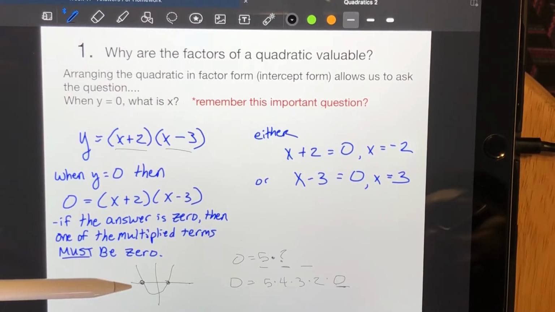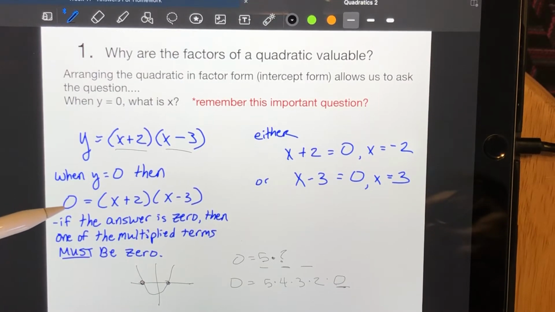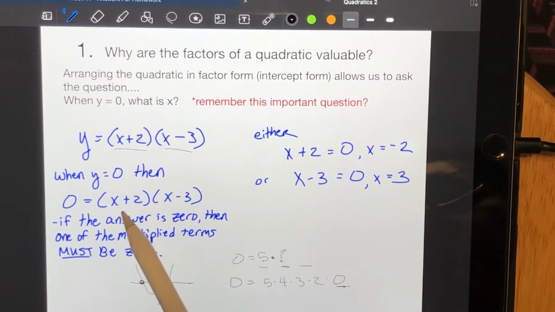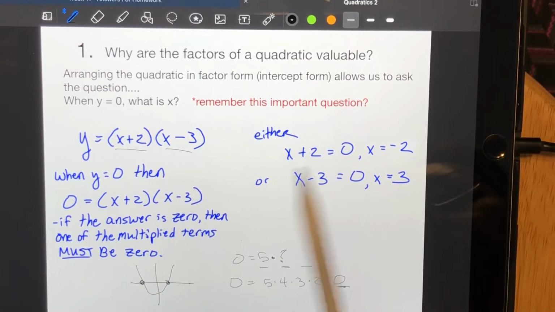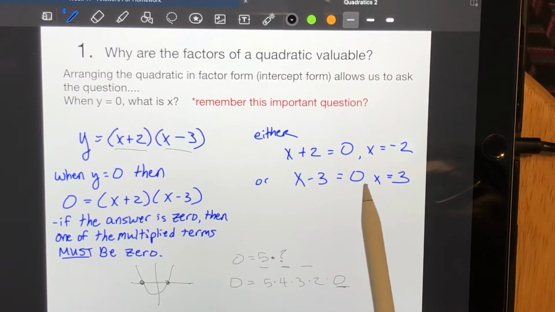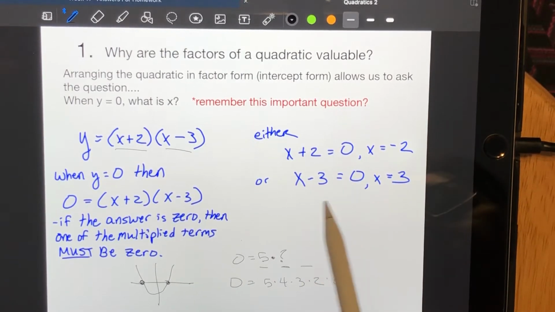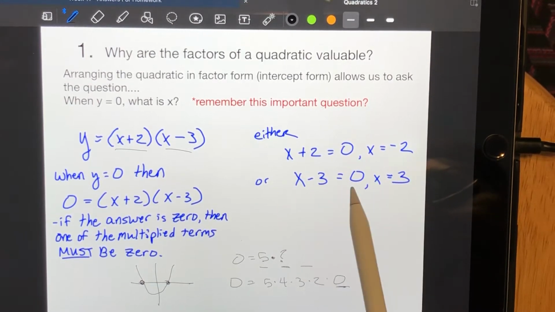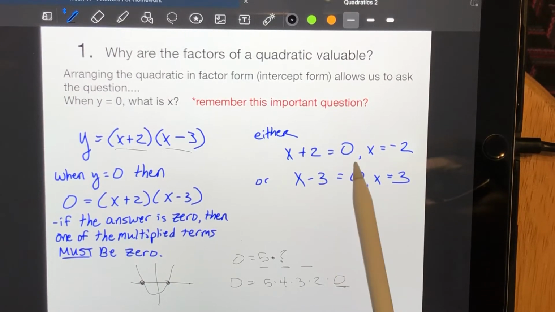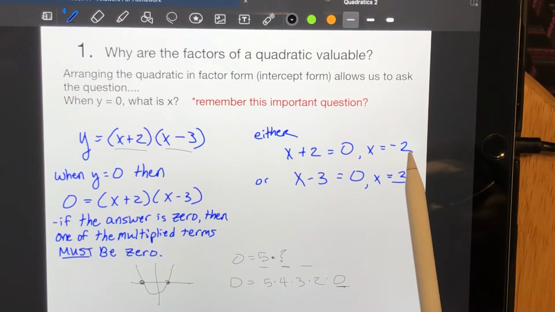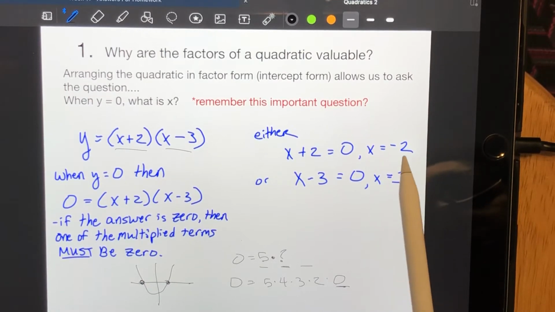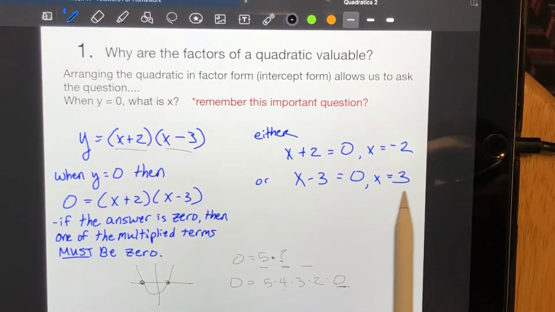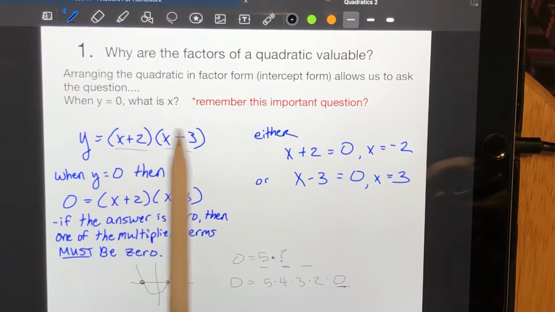So I'm wanting to answer the question when y equals 0. Well, that means that one of these terms absolutely must be 0. So either x plus 2 must equal 0 or x minus 3 must equal 0. I can solve for both of these. In the first case, we have x is equal to -2. In the second case, x is equal to +3. I have moved my numbers over. So both are solutions: -2 will make this equation 0, and +3 will also make this equation 0.